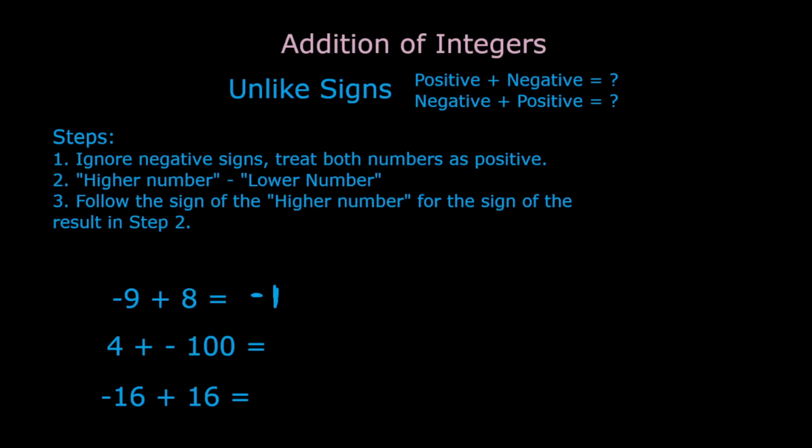For our next example, we have 4 plus negative 100. Again, ignore negative signs and treat both numbers as positive. And then, locate the higher number, which is 100. And then minus lower number, which is 4. 100 minus 4 is just equal to 96.